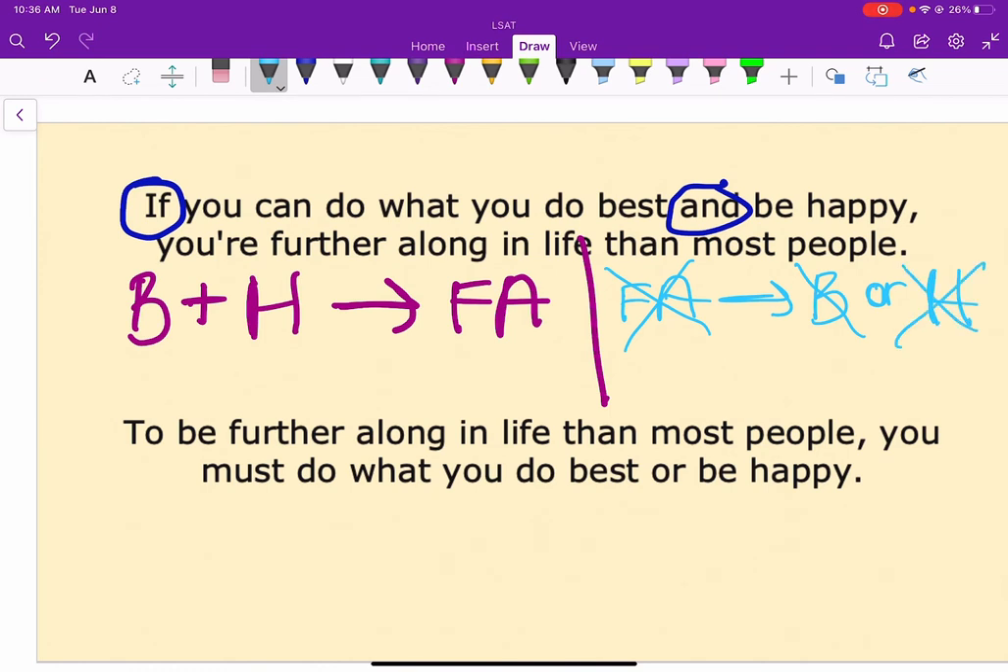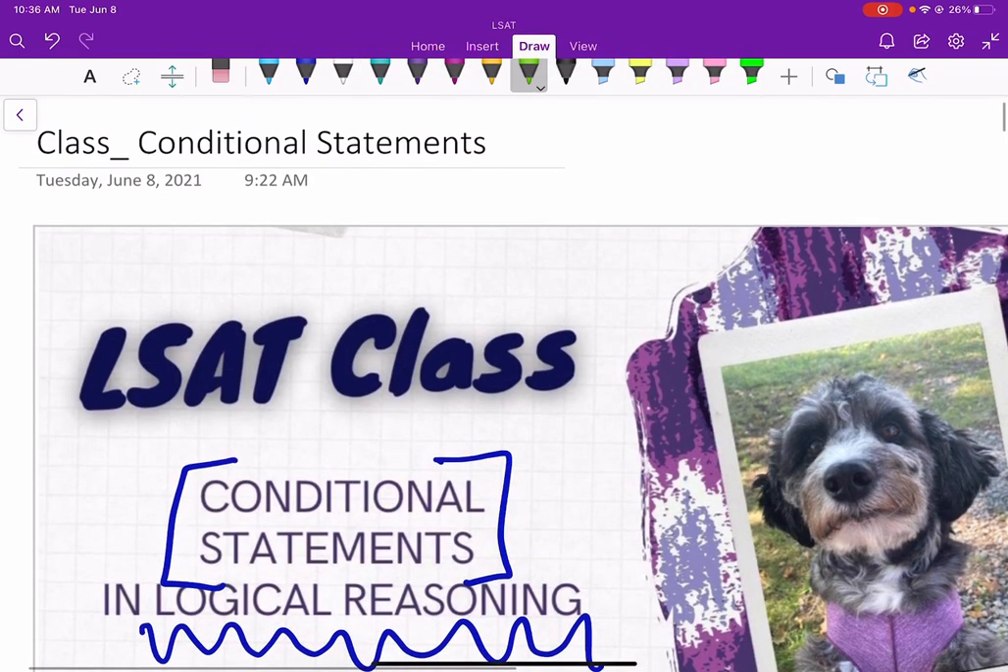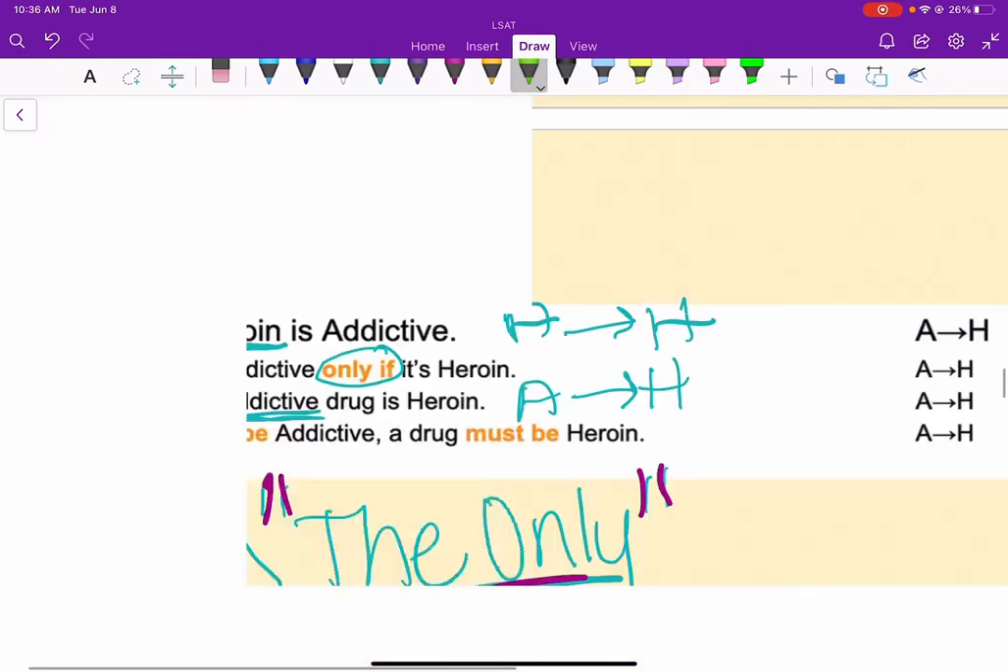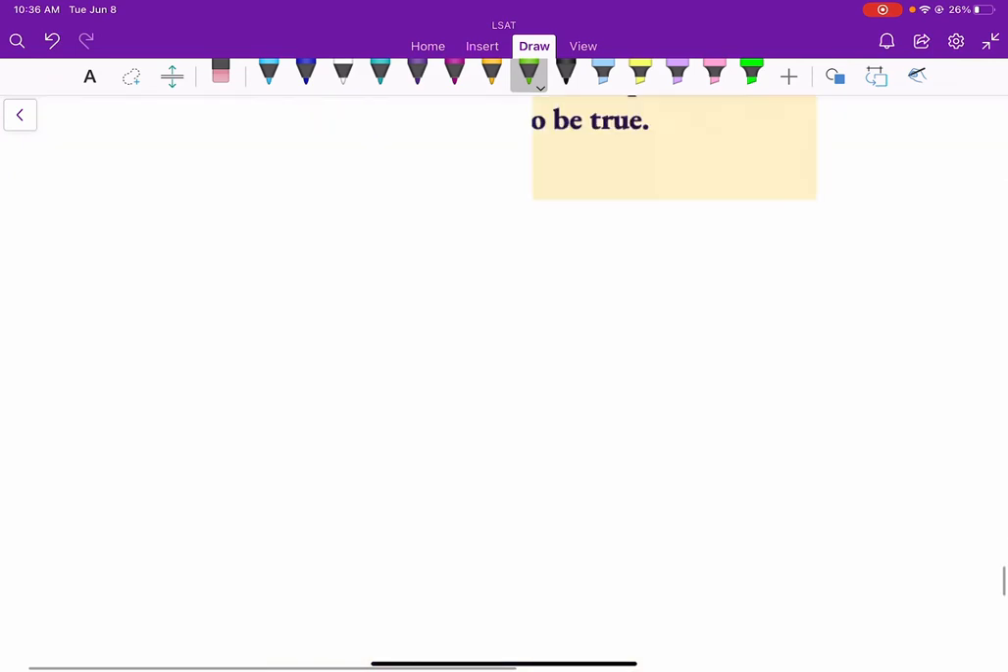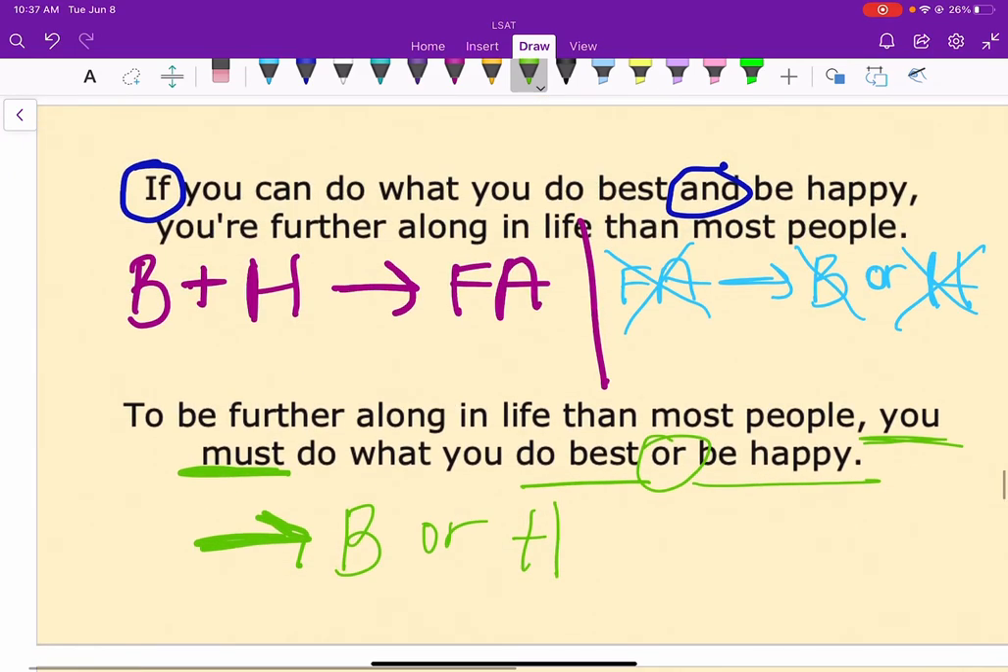And then for the bottom one, when it says to be further along in life than most people, you must, must is going to introduce our necessary condition. Do what you do best or be happy. So our necessary condition is best or happy. Got that or in there. Our sufficient condition, then, is going to be to be further along in life.